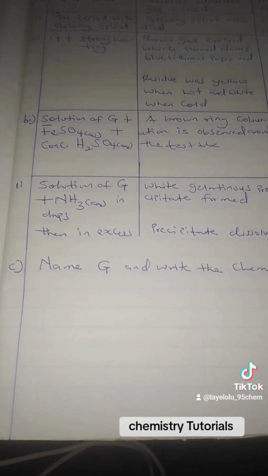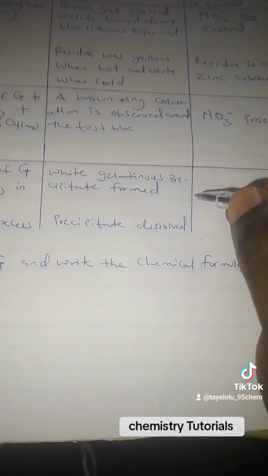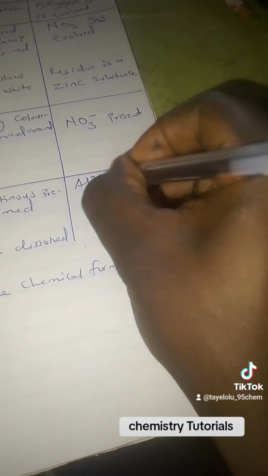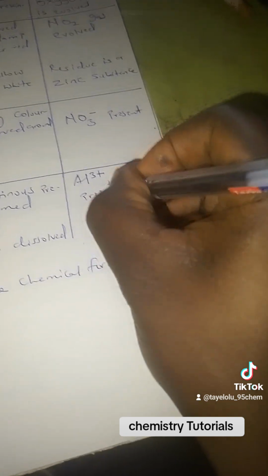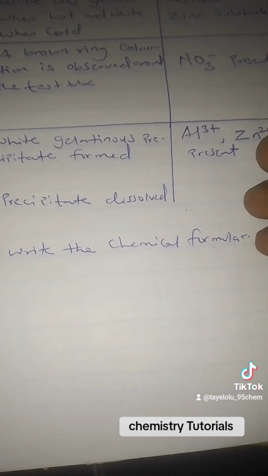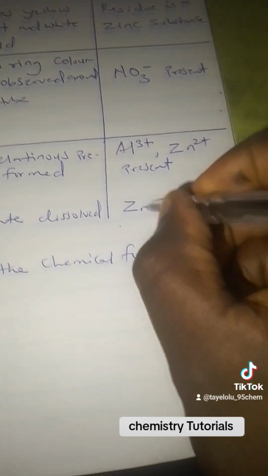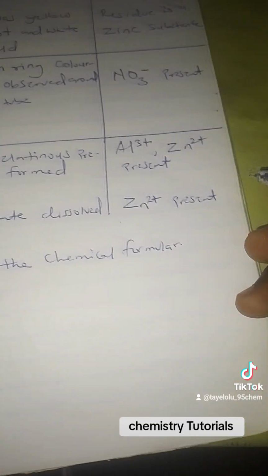Now the last test says solution of G plus ammonia solution in drops. And we have the observation to be a white gelatinous precipitate. The two cations that give this kind of observation in drops when ammonia solution is added are Al3 plus and Zn2 plus. Then by the time it's added in excess, the precipitate dissolved. Definitely that is Zn2 plus that is present.